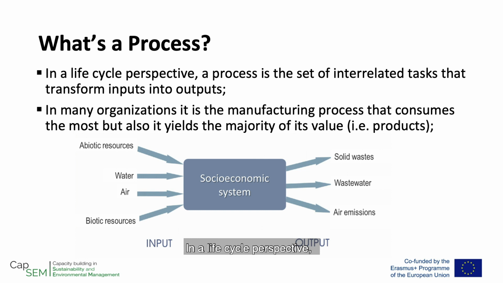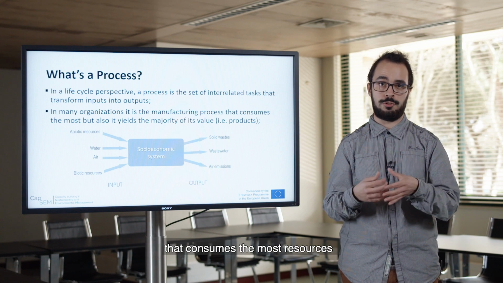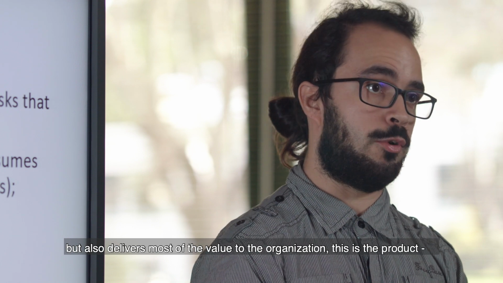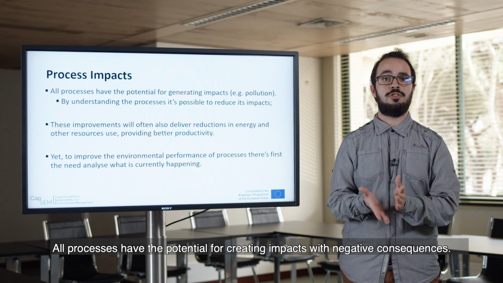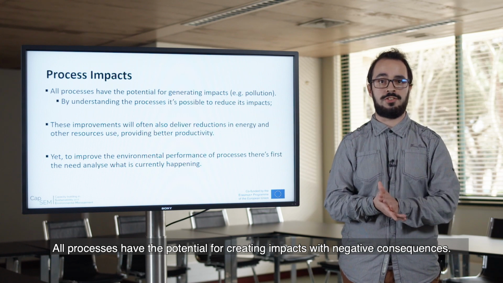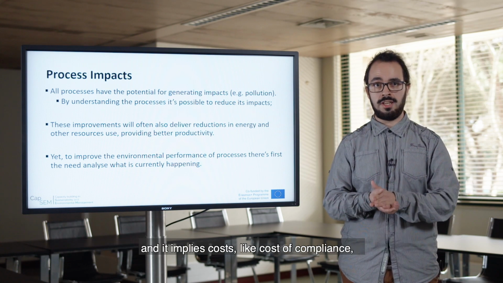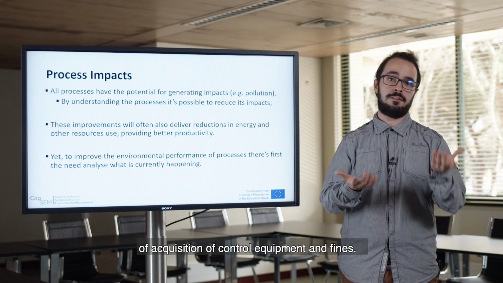In a life cycle perspective, it is the set of interrelated tasks that transform input, raw materials, into output, products. In many organizations, it is the manufacturing process that consumes most of the resources, but also delivers most of the value to the organization. This is the product, be it physical or service-based. All processes have the potential for creating impacts with negative consequences. For example, a collateral damage of production is usually pollution, and it implies costs like costs of compliance, of acquisition of control equipment, and fines.